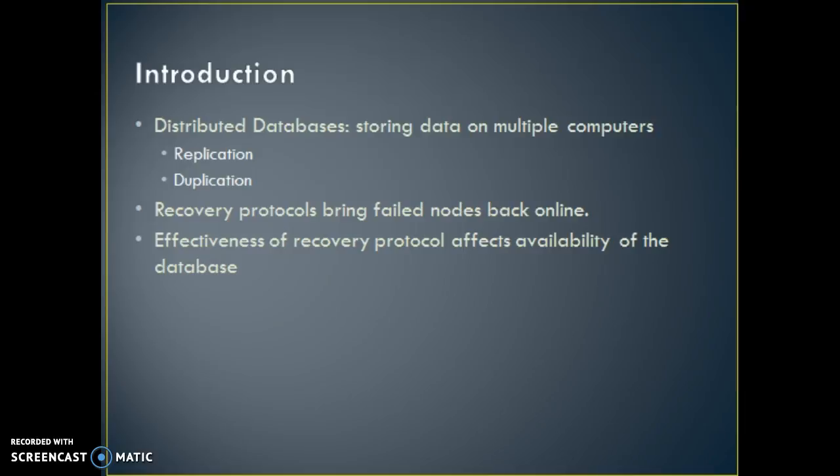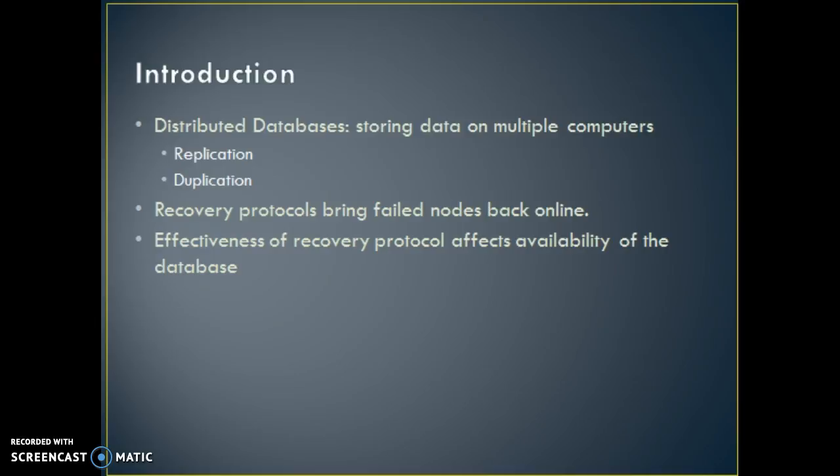Recovery protocols bring failed nodes back online. So why do we use a recovery protocol? In order to recover the data we lost, and the failed nodes are brought back online with the help of recovery protocols.